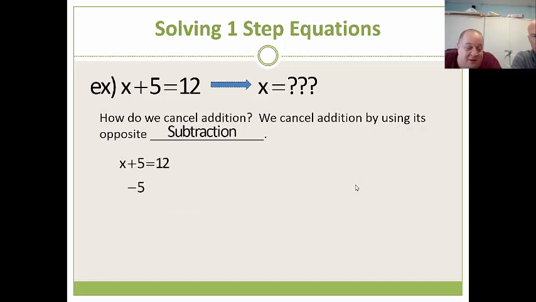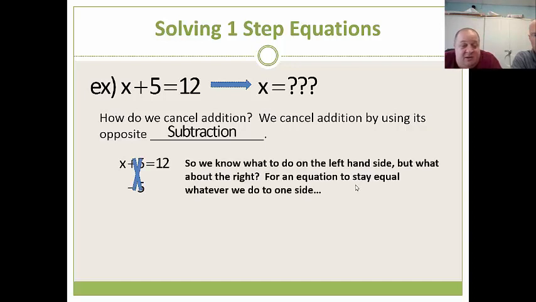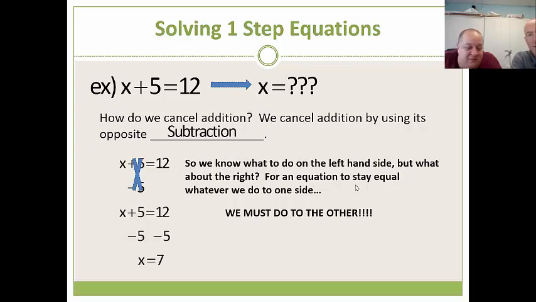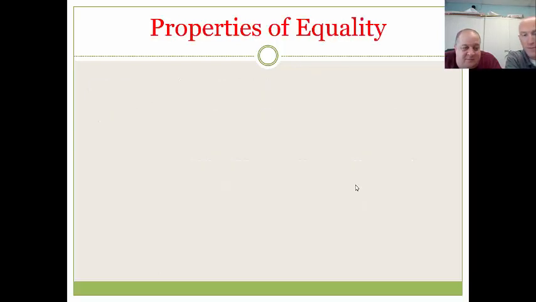So if we subtract 5 from the left side, we've got to subtract 5 from the right side. Whatever we do on the left side, we've got to do on the right side to stay equal. Think of it like a balancing act. If we do something to one side, it goes way up, and then we've got to do something to the other side to bring it to that level. That goes back to what makes it true: we have to keep the sides balanced. And then of course we get 7.